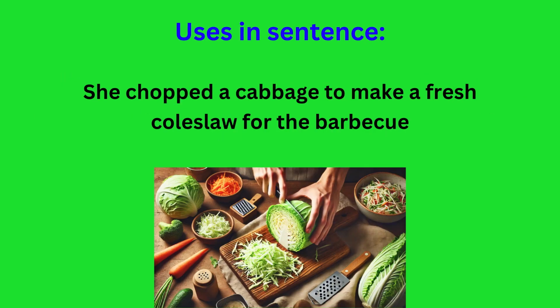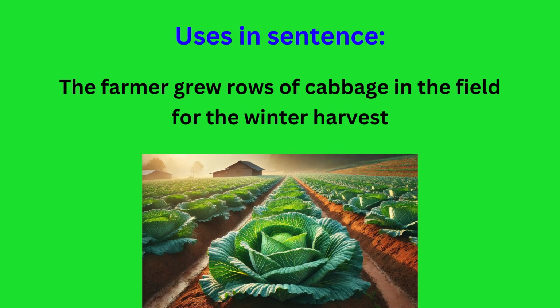In a sentence: she chopped a cabbage to make a fresh coleslaw for the barbecue. Here, cabbage refers to the vegetable she prepared for the salad. Let's try another example. The farmer grew rows of cabbage in the field for the winter harvest.